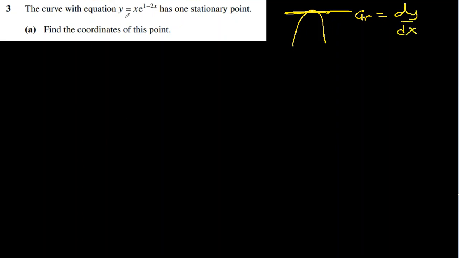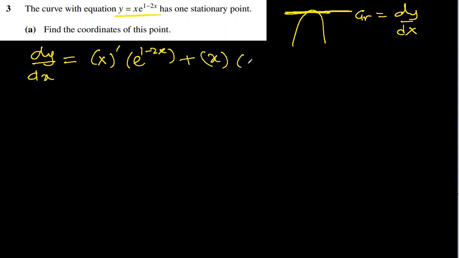So let's find the differentiation of this main equation. dy over dx will be, because there are two parts, x and e to the power 1 minus 2x, both of them have the variable. That's why we'll use the product rule. In the product rule, we differentiate one part and do not touch the other one, and in the second part, we do the reverse.